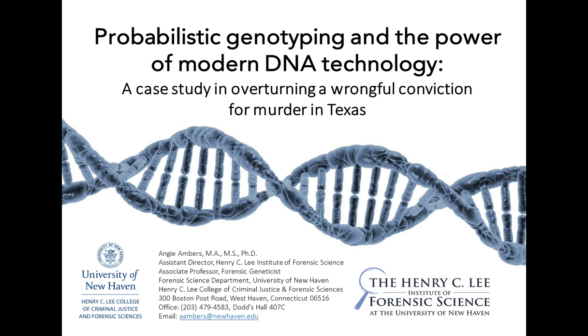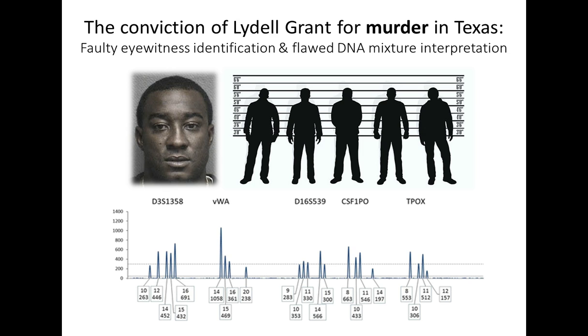And I'm going to be talking to you today about a post-conviction case in Texas, a wrongful conviction for murder in Texas, and how we used probabilistic genotyping to analyze the DNA evidence and help exonerate this individual. So probabilistic genotyping is a kind of new tool in our tool set for forensic DNA analysts, and it really helped reduce the subjectivity in the way that we interpret DNA mixtures in criminal cases.